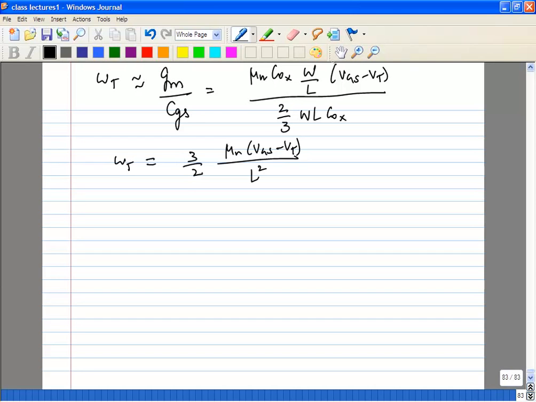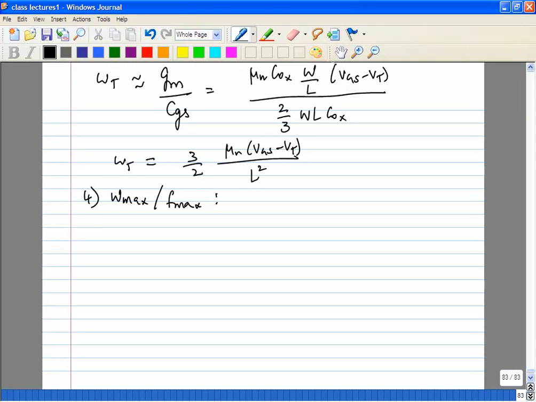So what does this mean? If you want to increase the omega t of the device, which you will quite often want to do when you are operating at higher frequencies, right? So if you want to increase omega t, use the minimum length and maximum overdrive. So those are the two things you want to do. VGS minus VT is the VDsat of the device, or the overdrive of the device. Okay? Have you heard of F max or omega max?